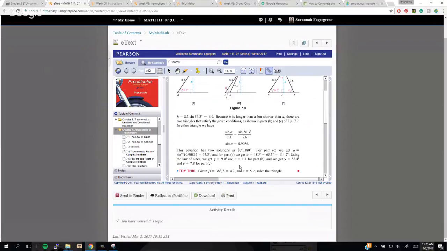So I'm reading out the textbook, and it's talking about an example with a triangle, an equation that has the possibility of two triangles. And it says this equation has two solutions in 0 degrees to 180 degrees. For part C, we get A is equal to 65.3 degrees. And for part B, we get A is equal to 180 minus 65.3. So I think I would just do 180 minus that, but I don't know why.